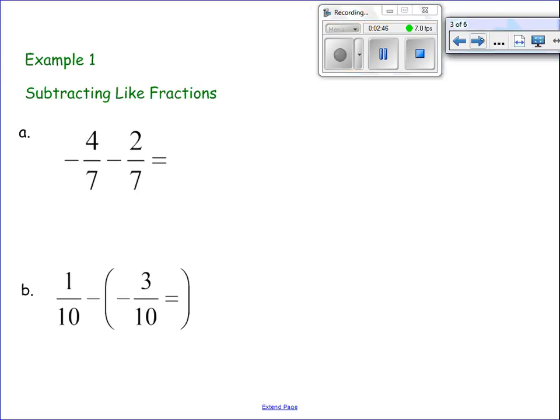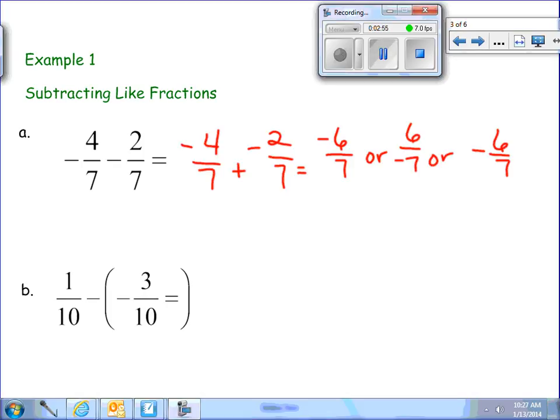So now we have example 1. In example 1, we have A and B. I'll pause the video, we'll work them, and then we'll come back and check our answers. We will add the opposites. Notice that you can assign the negative sign in the answer to the numerator or the denominator or out to the side. Any one of those three is correct.